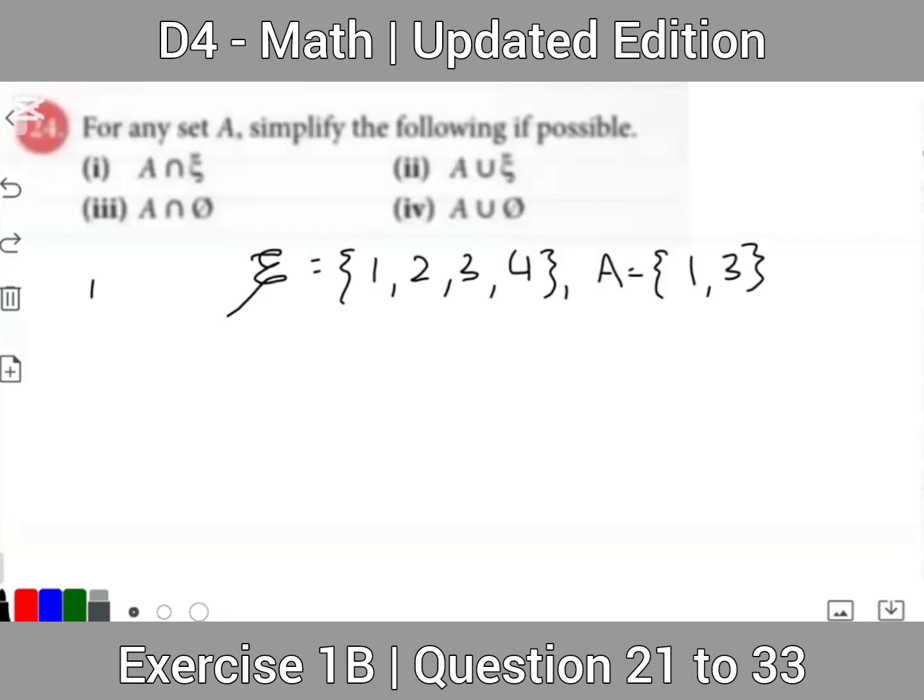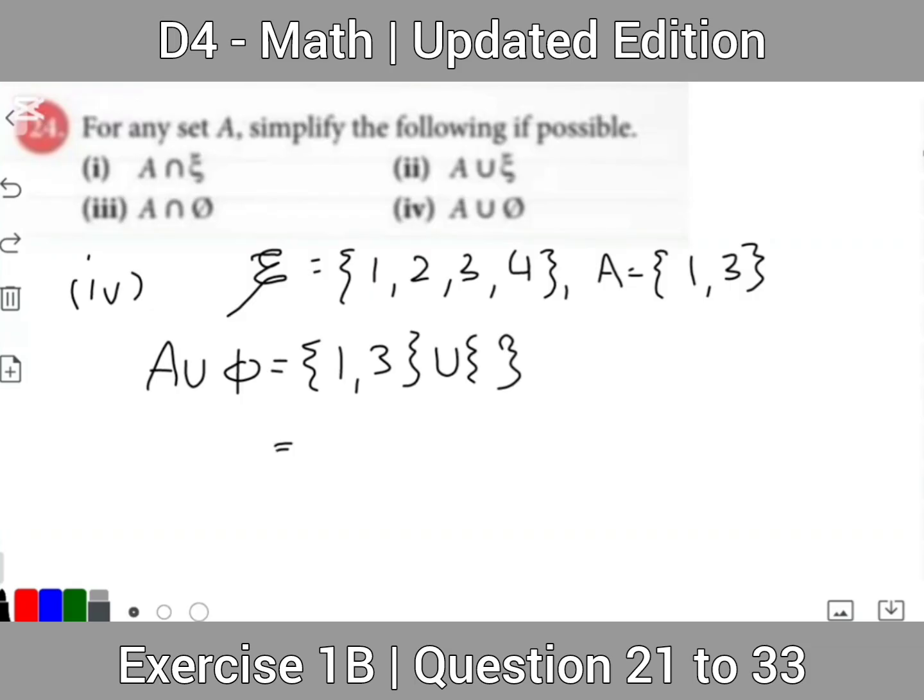Now in the part 4, we have to find out A union empty set. Since the set A is 1 and 3, union the set phi is the empty set. So we have to just put all the elements in both the sets together. So here we have 1 and 3 in the union, and that is equals to set A. So A union phi is equals to A.